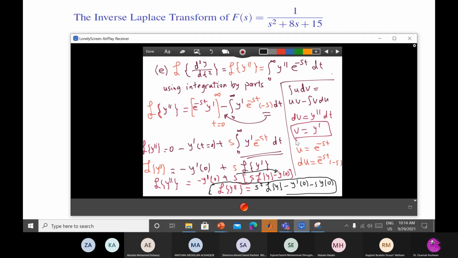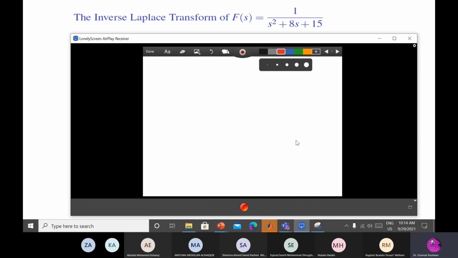Let's do it by hand. I would like to find the inverse Laplace transform of F of s equal to 1 over s squared plus 8s plus 15.